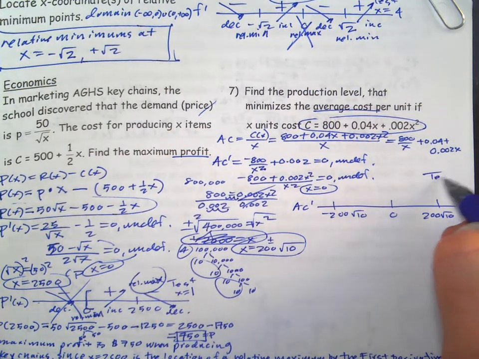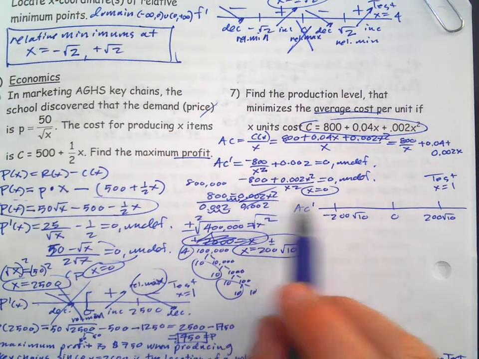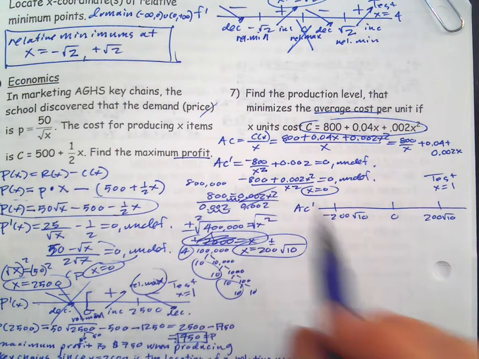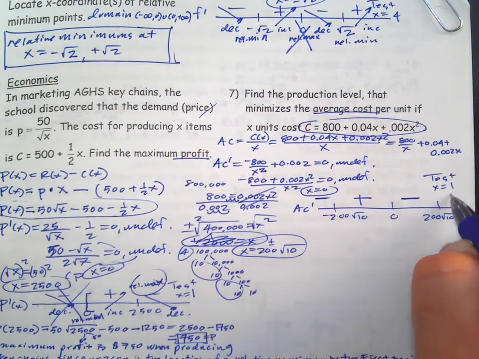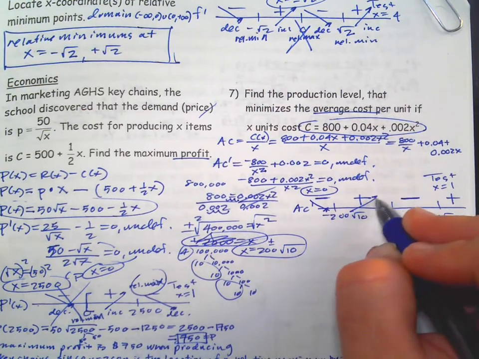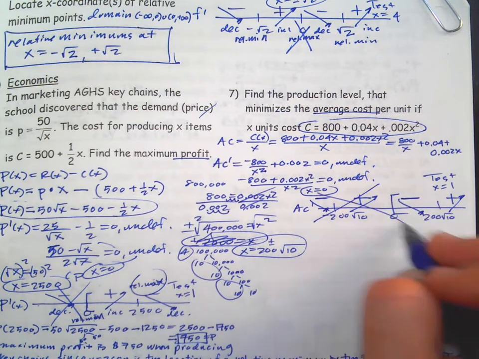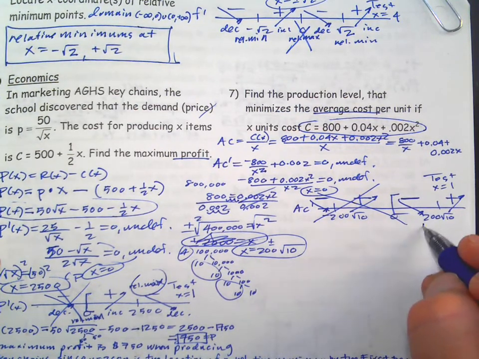Test a value. Tell me what you test. If I plugged 1 in here, that'd be negative. Positive, negative. Negative, positive, negative, positive. Now, we do have some restrictions. We've got to just throw all this out, right? And so this is a relative min.